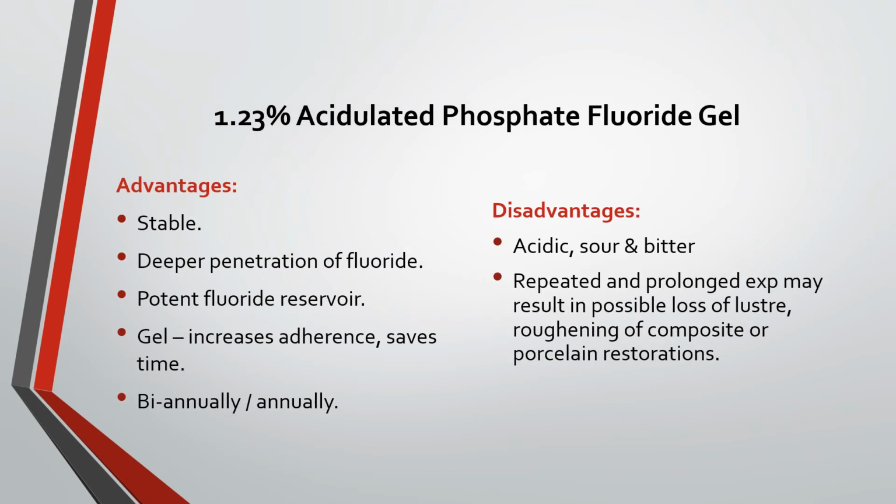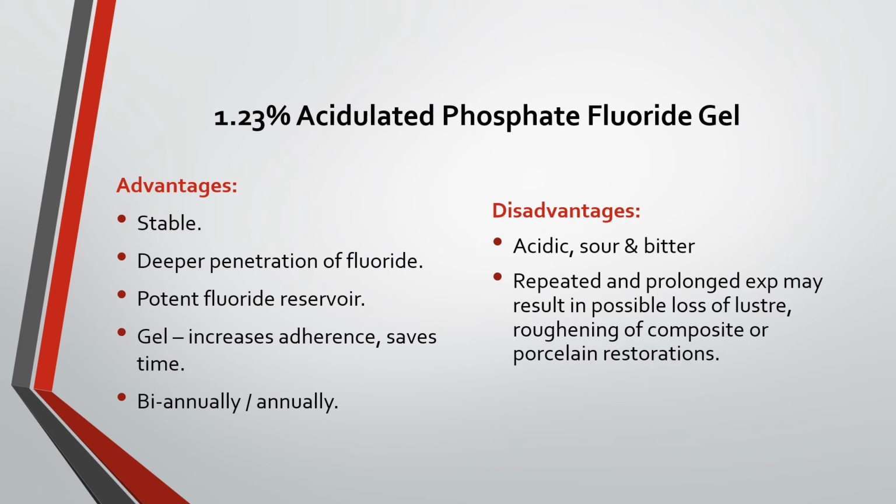So the advantages of APF gel was that it was stable, and because the enamel gets conditioned because of the very low pH, the fluoride has deeper penetration, and there is a fluoride reservoir also, and the gel itself increases the adherence of the fluoride compound to the tooth, and it saves time because if you use the tray technique, we can use both the arches together. We can apply topical fluoride for both the arches simultaneously. So within 4 minutes, everything is completed and done.